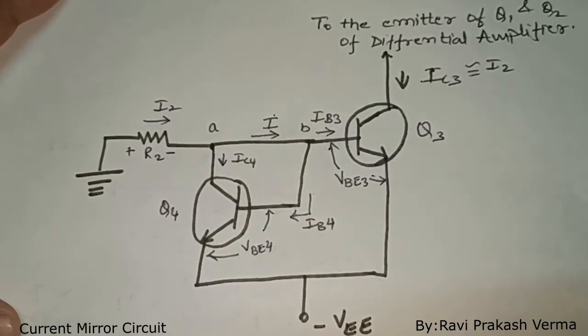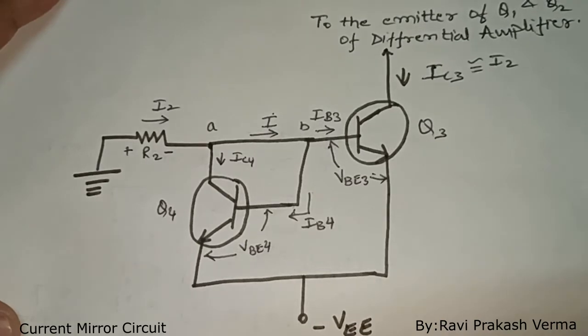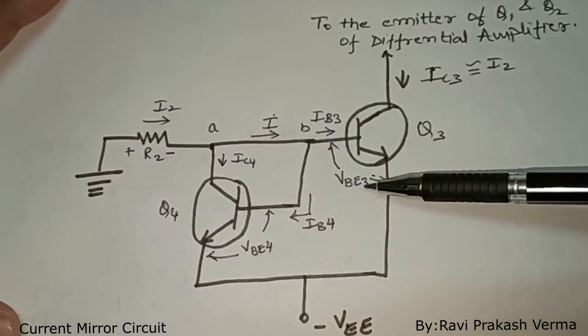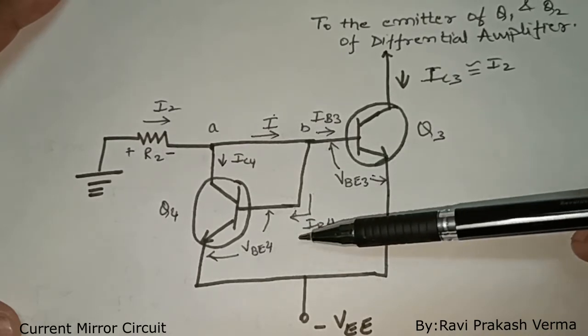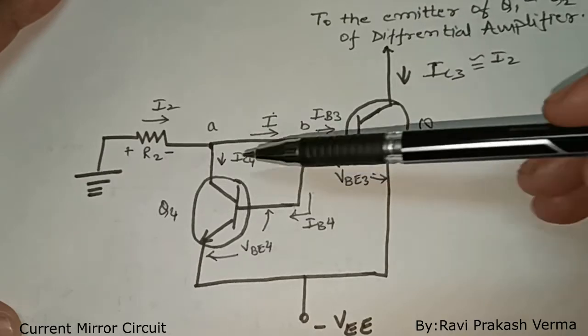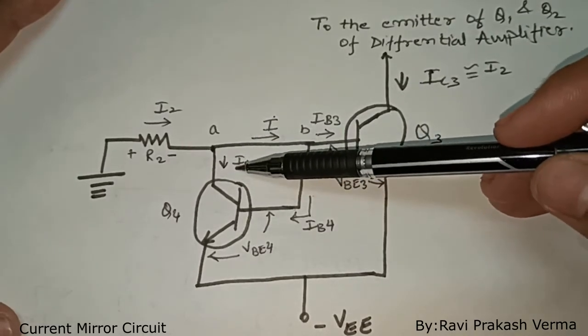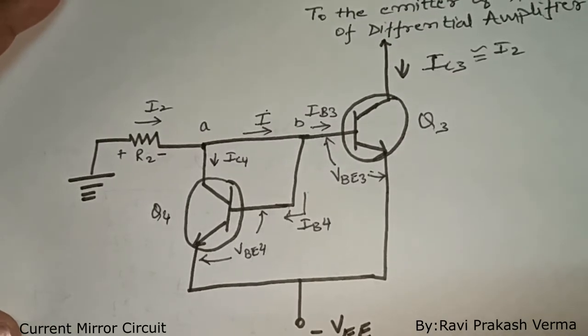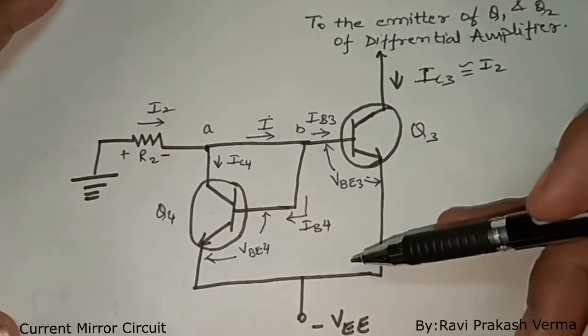So we got basically three equations. One for the voltage, that VB4 equals VB3, and the second is base current IB3 is equal to IB4, and the third will be collector current IC4 is equal to IC3. Now let's move towards the circuit analysis.